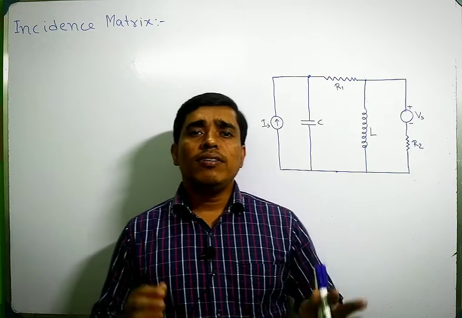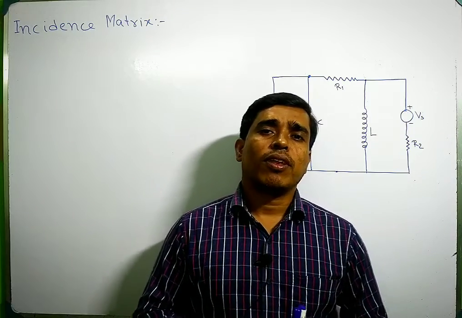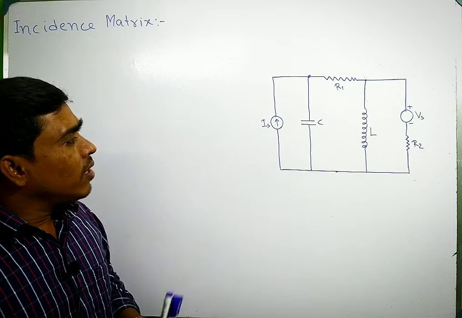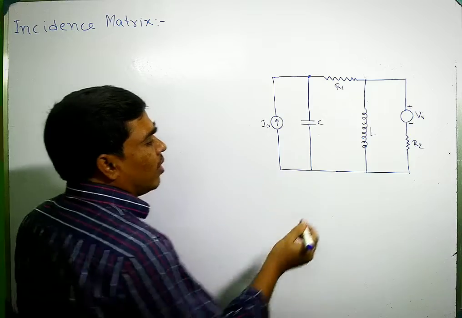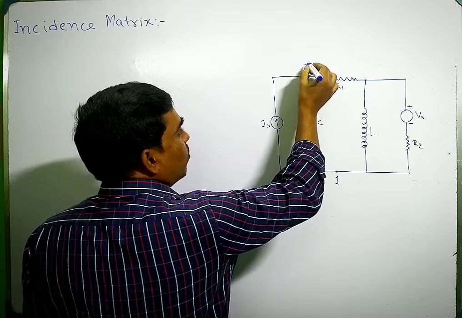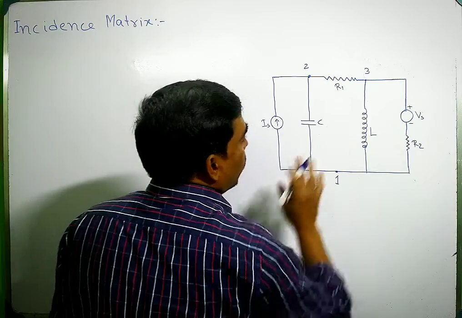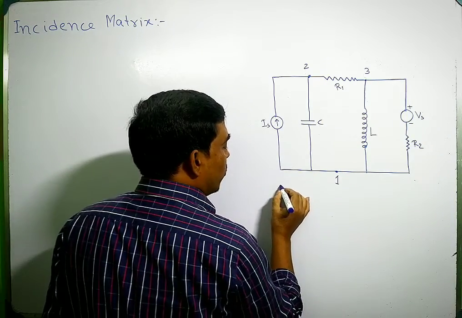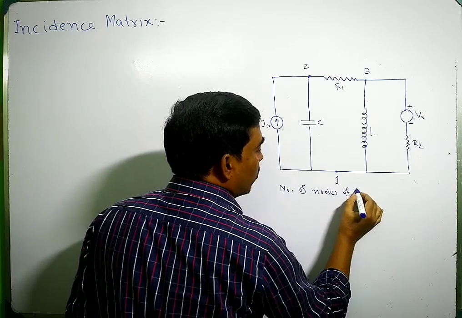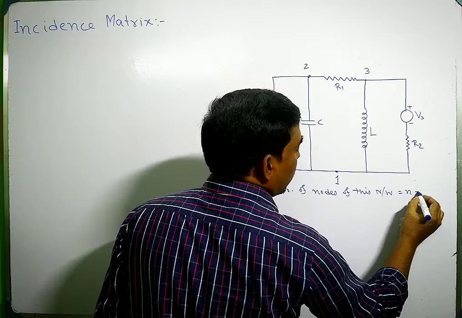Let us discuss the incident matrix and the reduced incident matrix. Suppose this is a network. This network contains one node, this is node number 1, this is node number 2 and this is node number 3. So the number of nodes of this network is 3.